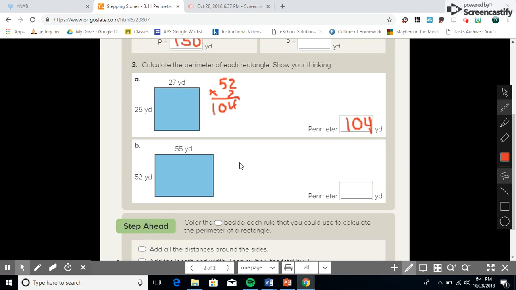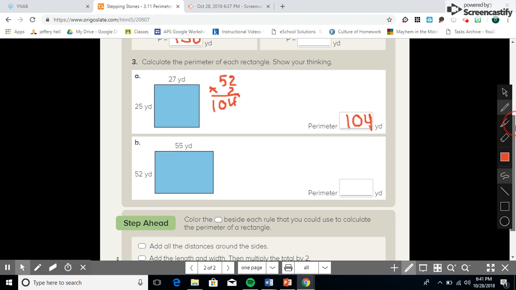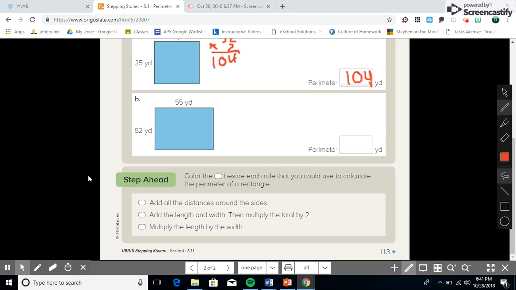You can add all 4 sides. You can multiply each side by 2 and add the products. You can add the sides and then multiply by 2. They will all get you to the correct answer.